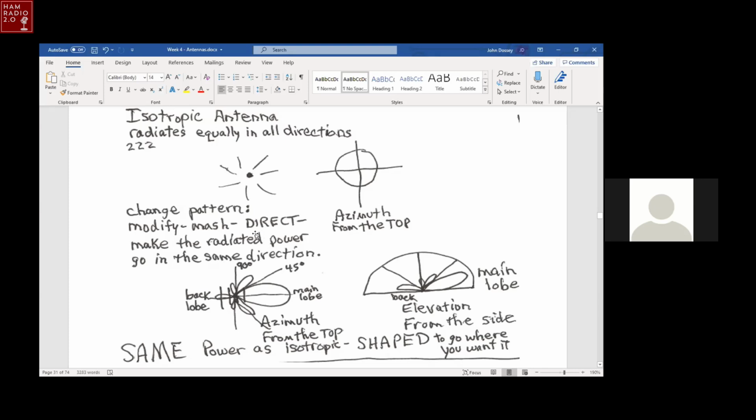I mean, when you water your plants in your flower bed and you put your finger over the end of the water hose, depending on how you hold your finger over the end of the water hose, it makes a different pattern. You can make it spray, you can make it direct in a stream. Same thing as the antenna. The antenna hardware that you're using mashes or directs the radiated power in a specific pattern that you want.